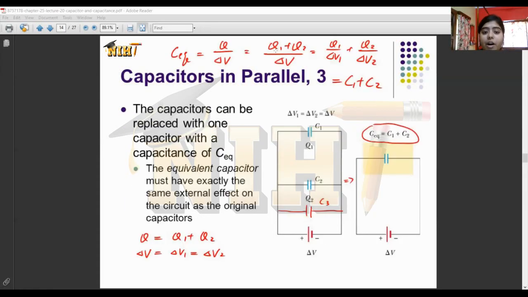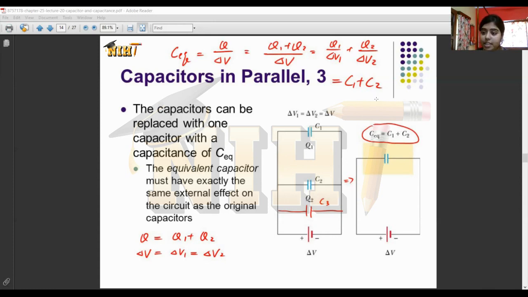Above, you can see the calculation that C equivalent is basically Q by delta V. Q is Q1 plus Q2, so we write it as Q1 by delta V plus Q2 by delta V. Since delta V is equal to delta V1 is equal to delta V2, in the first term you can write delta V1 and in the second term delta V2. So Q1 by delta V1 is C1, and Q2 by delta V2 is C2. That we already know. So from here we can clearly see that C equivalent is the algebraic sum of the individual capacitors.